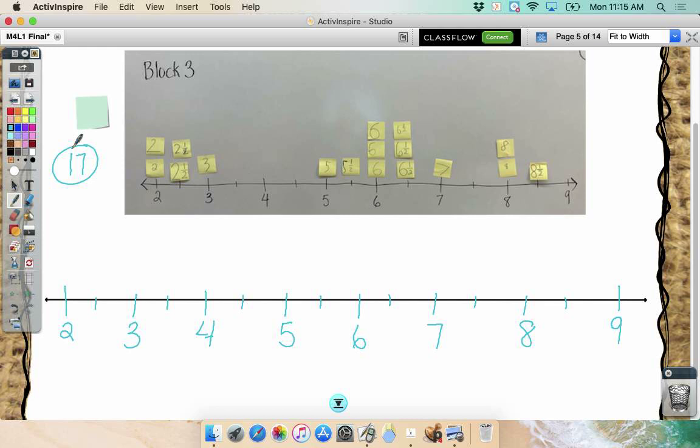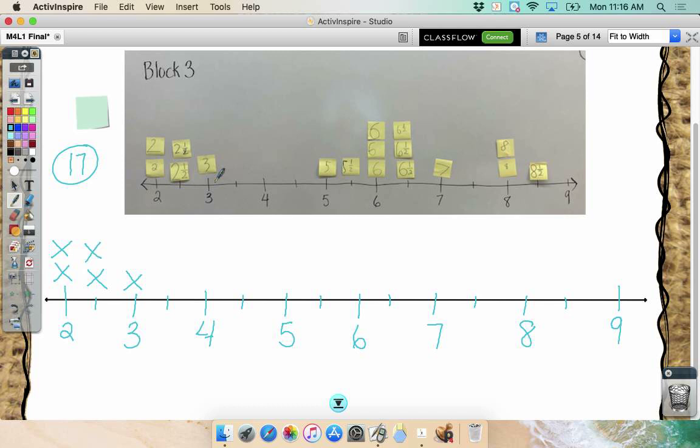Okay, now the next step, you just simply write an X where there's a sticky note. Now you're going to want your X's to be relatively the same size as each other. You don't want a tiny one and then a big one. Okay? And you also want them about the same distance away from the number line. Do you see how this 3 is kind of sticking up a little bit? So I would move it down a little bit.